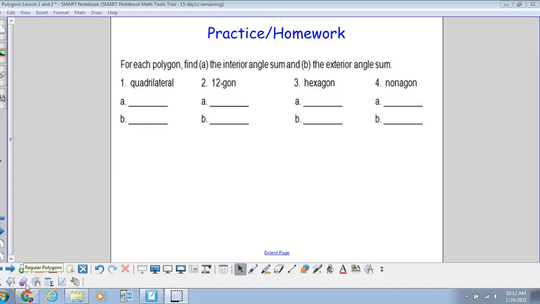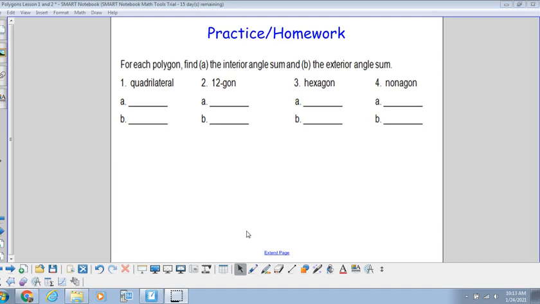Hello geometry students. In this video we'll be going over the answers to the first homework assignment on angles of polygons. It was assigned on Thursday and Friday, January 21st and 22nd, 2021. So we'll be going over those answers right now.